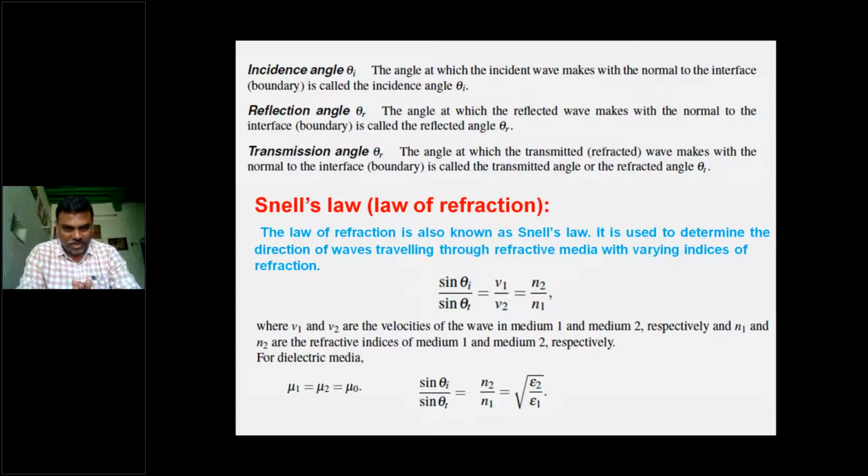Okay, and here we can replace v1 and v2 by the general formula, v1 as 1 by root mu1 epsilon 1, and v2 as 1 by root mu2 epsilon 2. And for dielectric media, generally the mu r value is approximately equal to 1. So for the general dielectric media, we can replace mu by mu naught and epsilon by epsilon naught. So by that we have Snell's law in terms of permittivity, which is root epsilon 2 by epsilon 1. Okay, so this Snell's law is also called the law of refraction. So where the wave is refracting, there we can use this Snell's law.